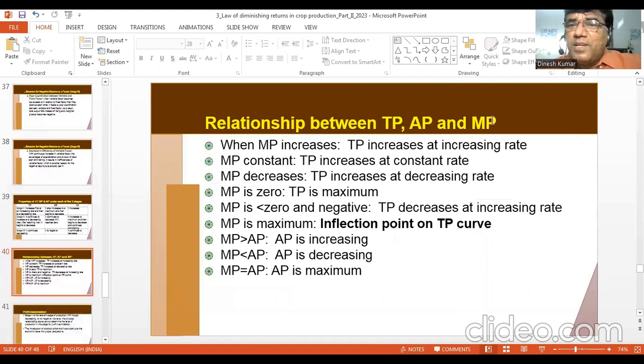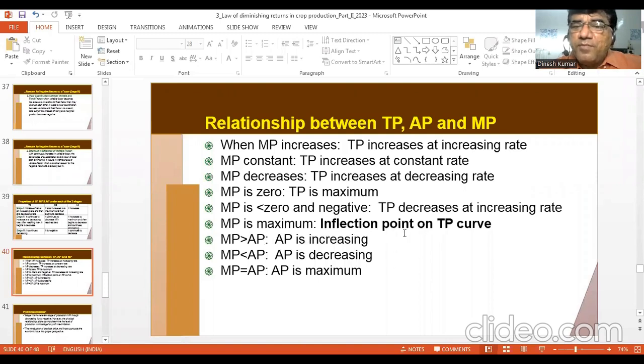Now, the relationship between each other: when MP increases, TP increases at an increasing rate. Same thing for your quiz exams. When MP is constant, TP increases at a constant rate. When MP decreases, TP increases at a decreasing rate. When MP is 0, TP is maximum. When MP is less than 0 and negative, TP decreases at an increasing rate.